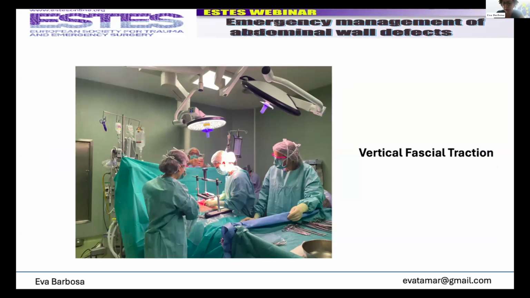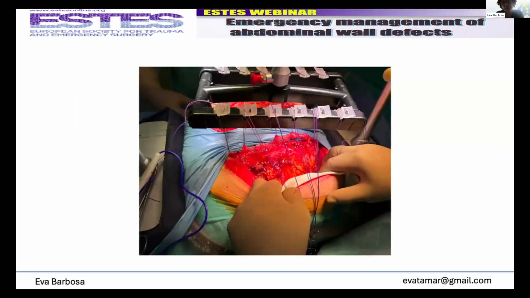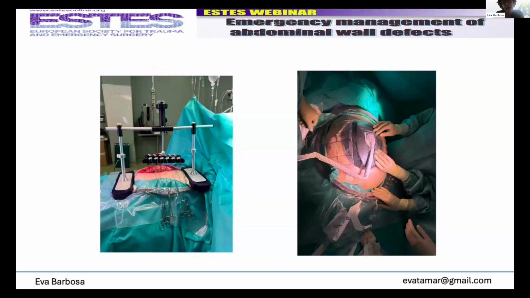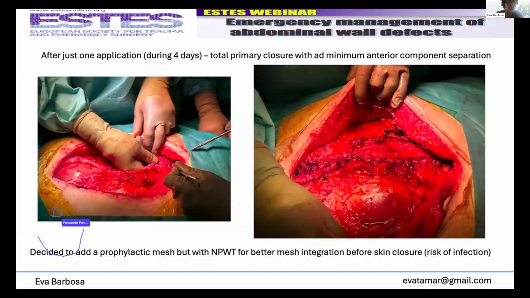That same day, the open abdomen was getting fixed, but not contaminated. And this is the traction in the OR, the first time we put it. And then she went to the ICU with the traction.